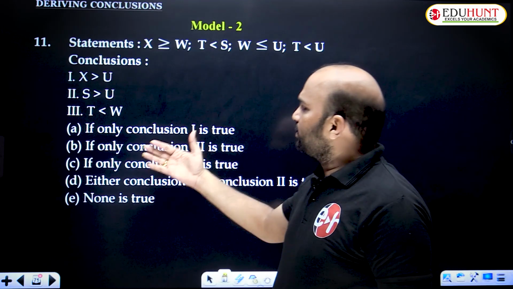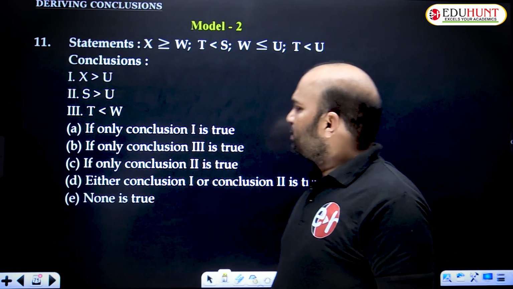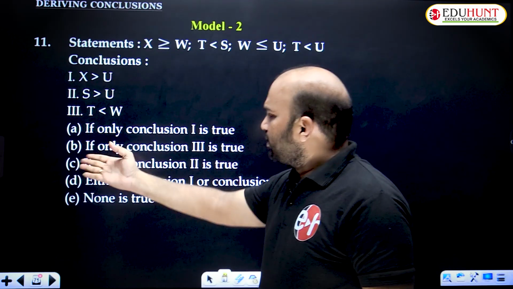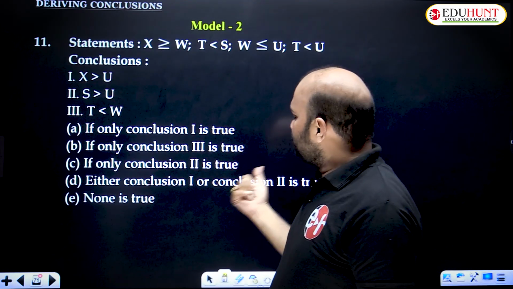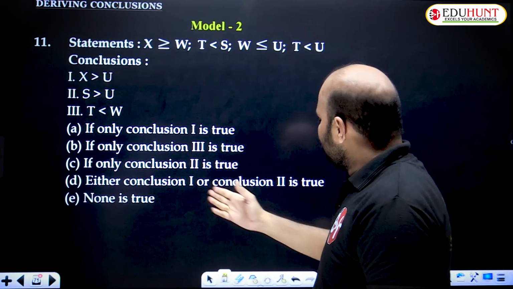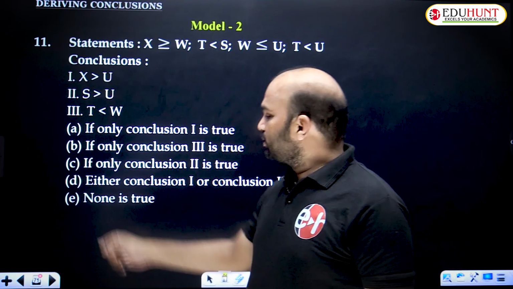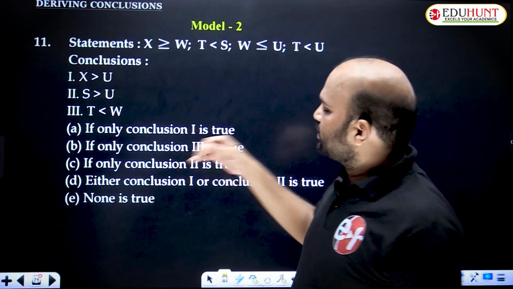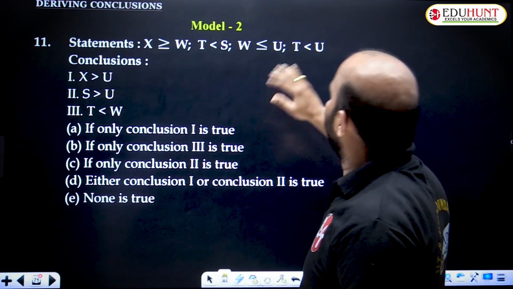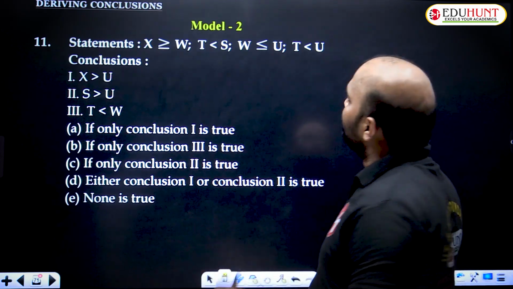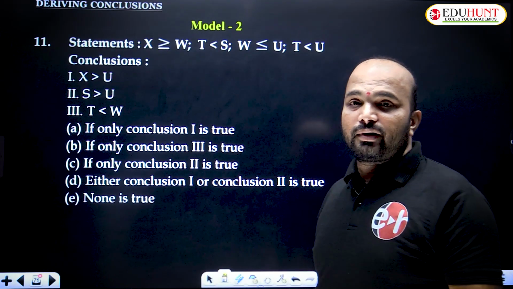According to the conclusions, which options are given? Option A, only conclusion 1 follows. Option B, only conclusion 3 follows. Option C, only conclusion 2 follows. Option D, either conclusion 1 or 2 is true. E, none is true. These are the given options. So clearly we need to notice how we are going to write a single statement by using the 4 statements. That is a very important thought.